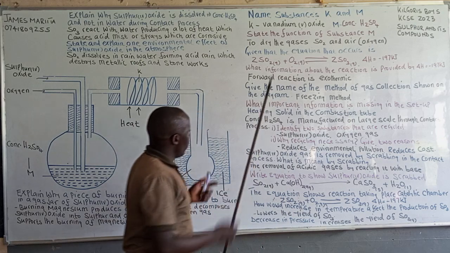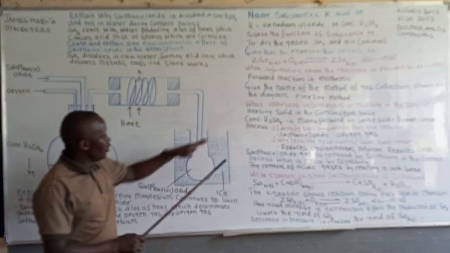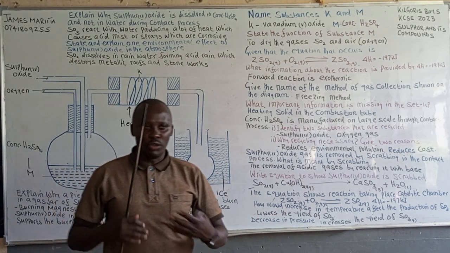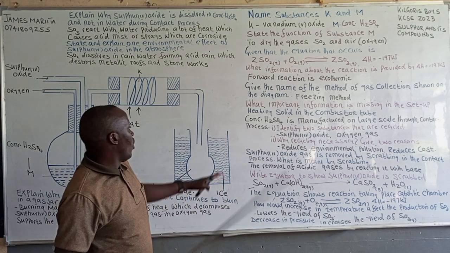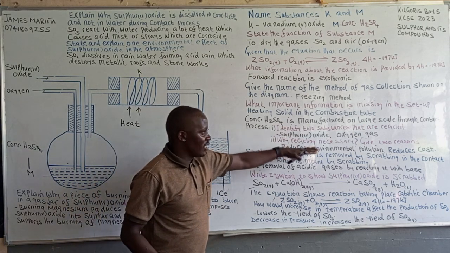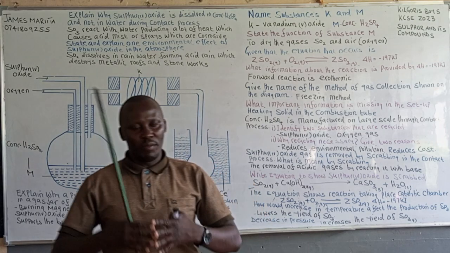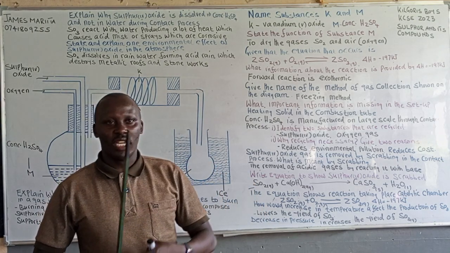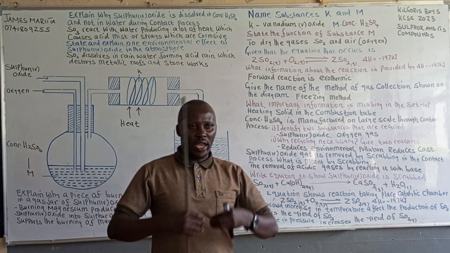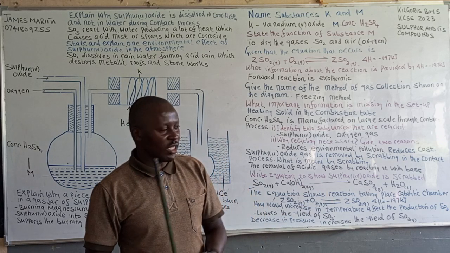Now we have concentrated sulfuric acid. Concentrated sulfuric acid is manufactured on a large scale through the contact process. In that process, we are supposed to identify two substances that are recycled. What are the two substances which are normally recycled in the contact process? We have air, that is oxygen, and also the sulphur oxide gas.